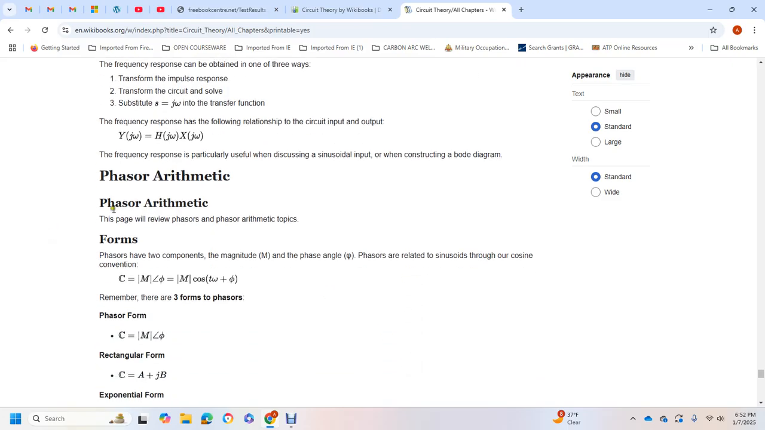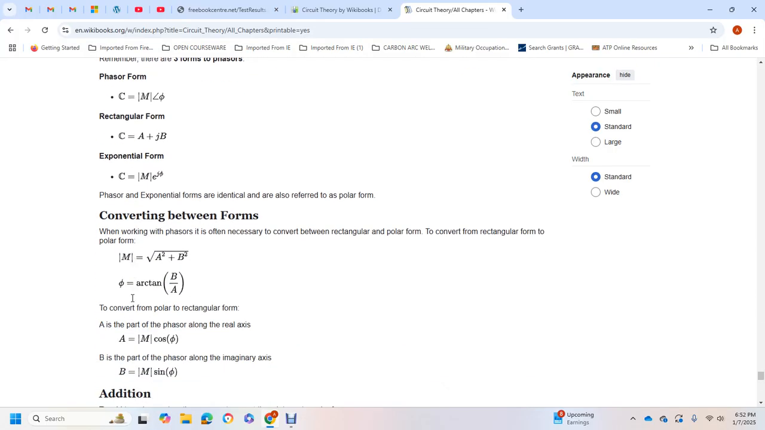Phasor arithmetic. A review of phasors and phasor arithmetic topics. A phasor has two components, magnitude and phase angle, and is related to a sinusoid or cosine. C is equal to the magnitude, at phase angle, which is the magnitude times cosine of omega t plus the phase angle. Remember the three forms of a phasor: phasor form, rectangular form, exponential form.